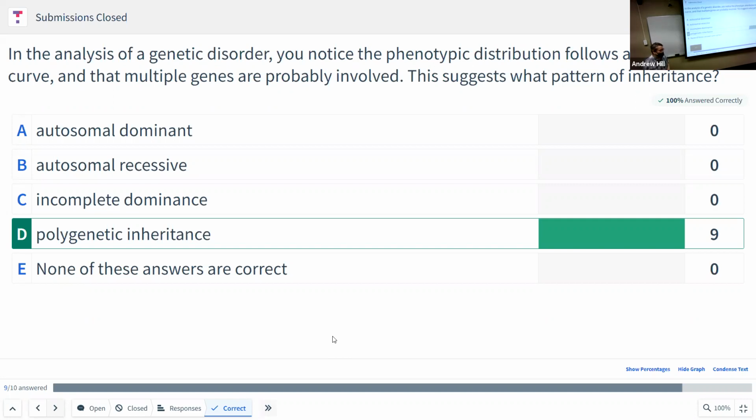When you have something like height, you have multiple genes involved, because this one's involved in nutrition, with hormones, with bone growth, all sorts of things going on there. Skin color is another one. It's very complex, so there are many genes that contribute to the various skin colors out there. I believe that's it.